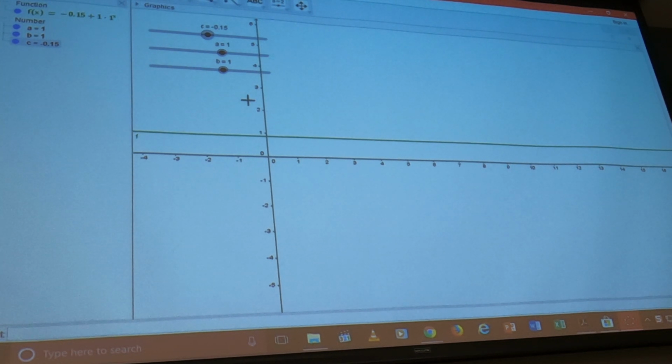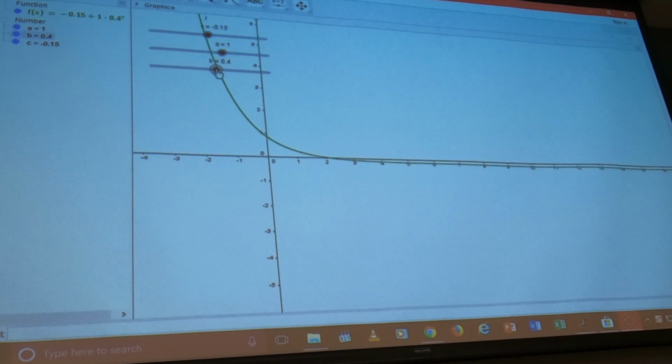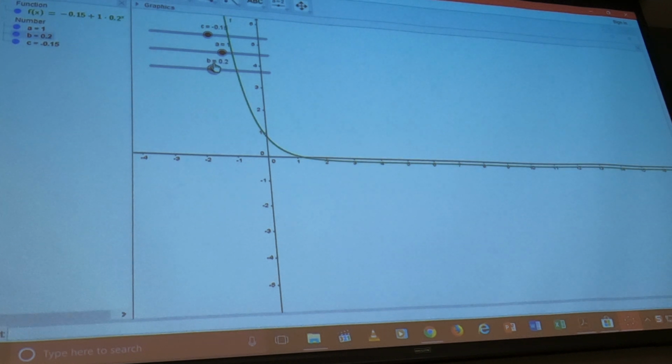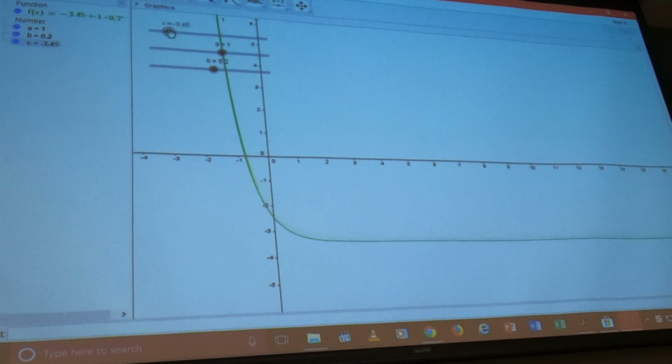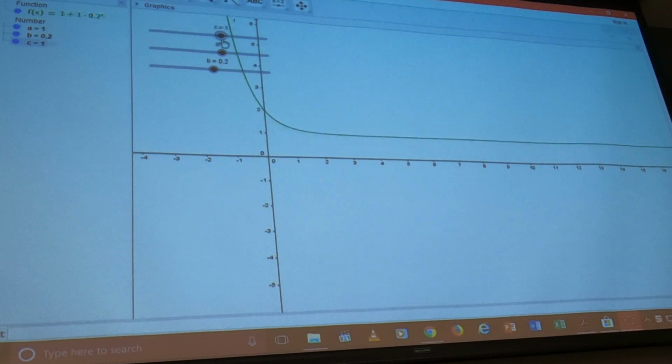So what if b is bigger than 1? Well, then it's going to be a growth function like that. If b is less than 1, then it's going to be a decay function like that. And it will decay towards the horizontal asymptote, right? So we can just shift that up. This is just a vertical shift. It looks like it's kind of going to the left as well, but it's just going up and down.